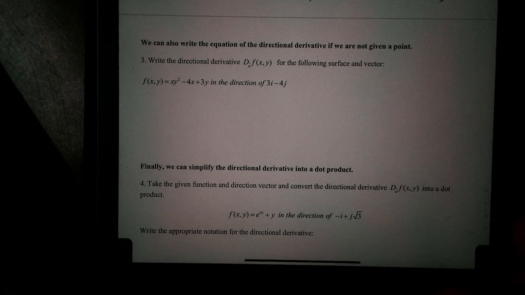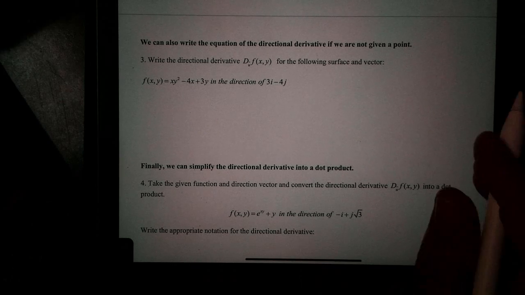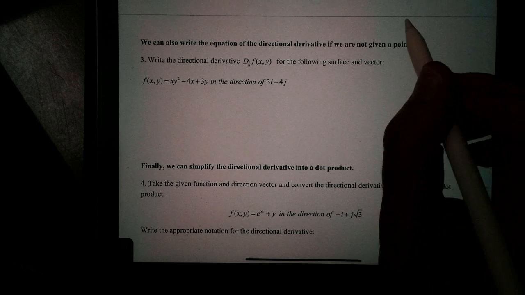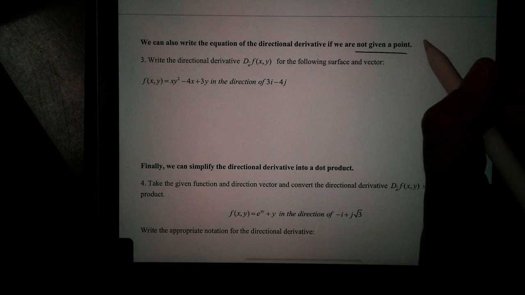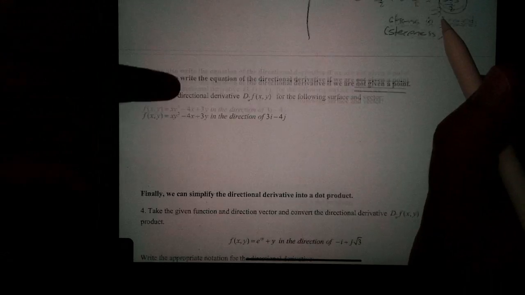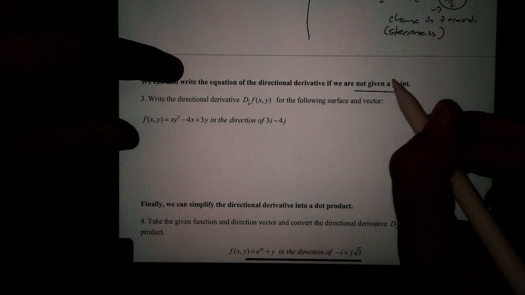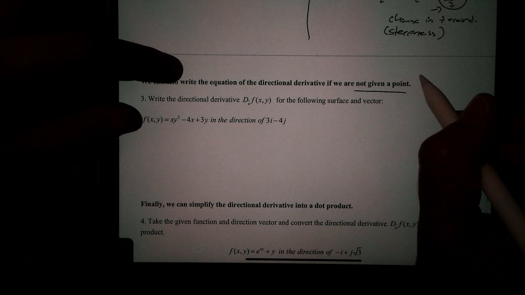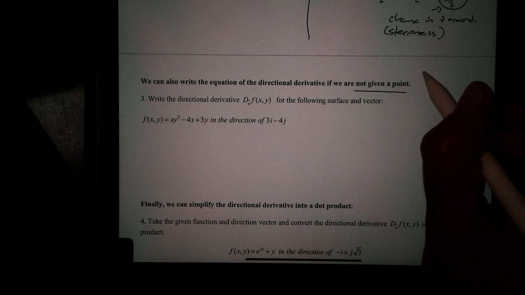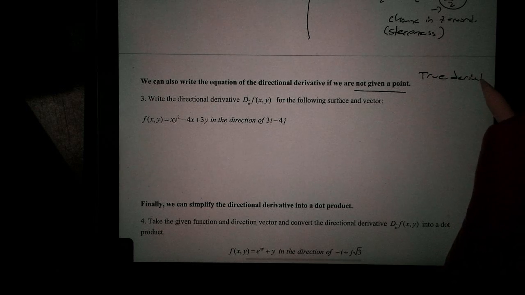Okay. We can also write the equation of a directional vector derivative if we are not given a point. Now remember, this is going to be more of a generic one. This is more like a derivative itself. If we're not given a point, where this is a slope itself, this acts more like a true derivative. So I can find the steepness at any point.